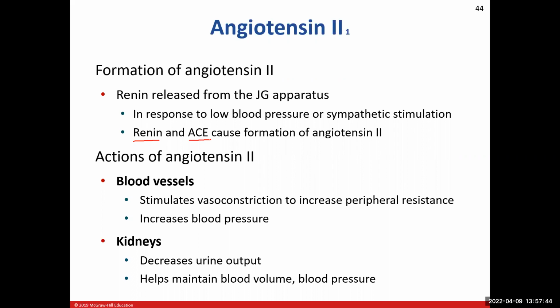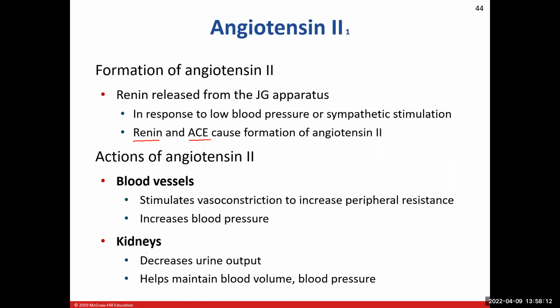So renin will convert angiotensinogen into angiotensin 1. That angiotensin 1 will then travel throughout the circulation and eventually make its way to the lungs, where it will encounter our ACE enzyme. Right, that is our angiotensin converting enzyme, and that will convert angiotensin 1 into angiotensin 2, the active hormone. So what does angiotensin 2 do?